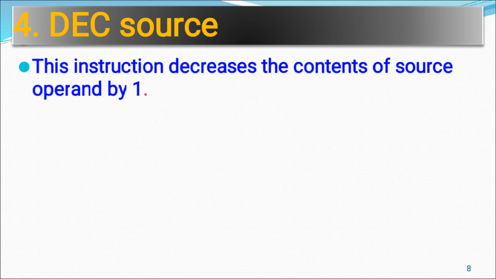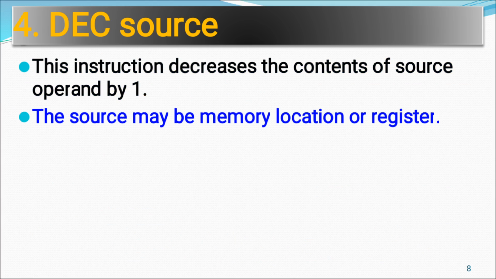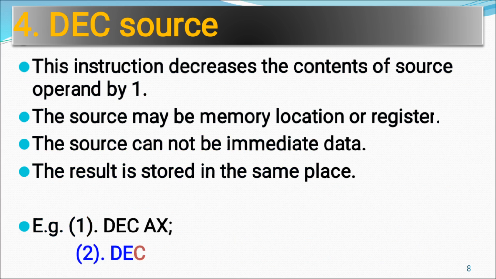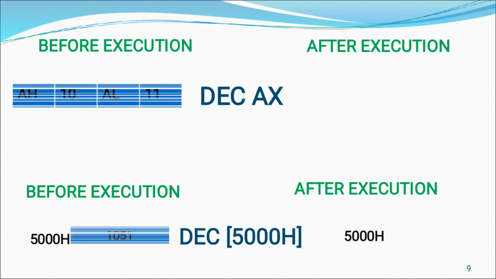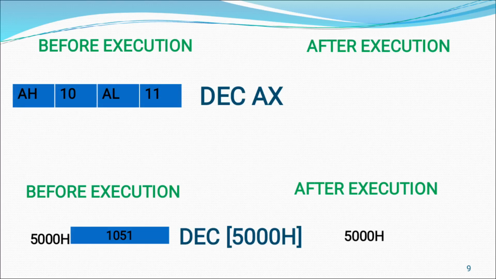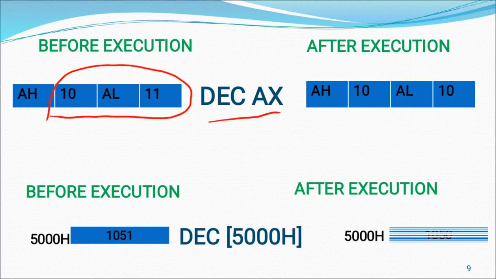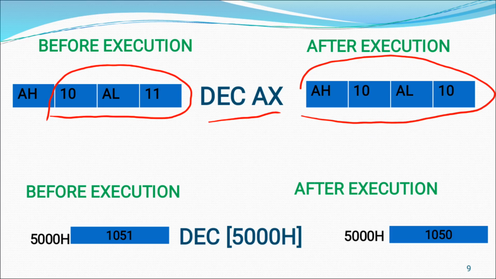Next is the decrement instruction. The decrement instruction subtracts 1 from the content of AX or some memory location. Let us take this example, DEC AX. Before the execution, the content of AX will be 1011. After the execution of this instruction, the content of AX will be 1010, because if we subtract 1 from 1011, it gives 1010.